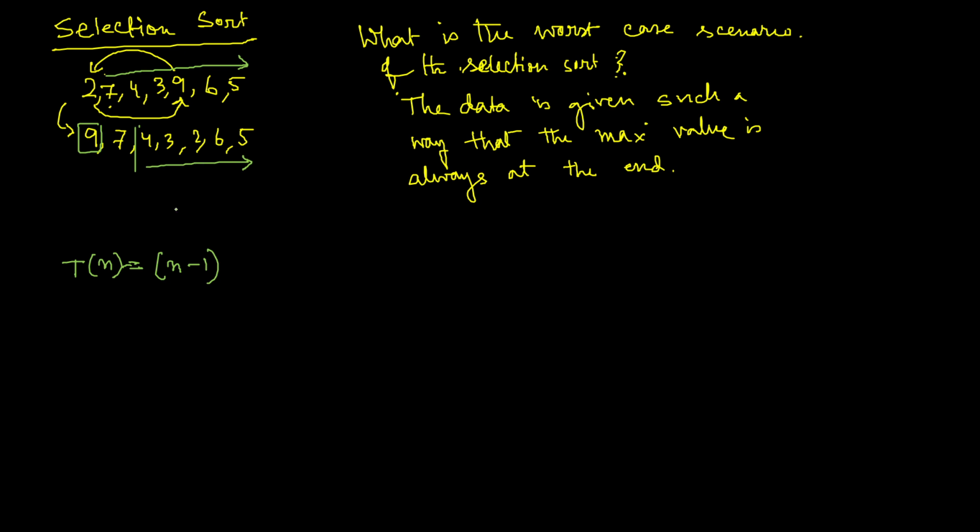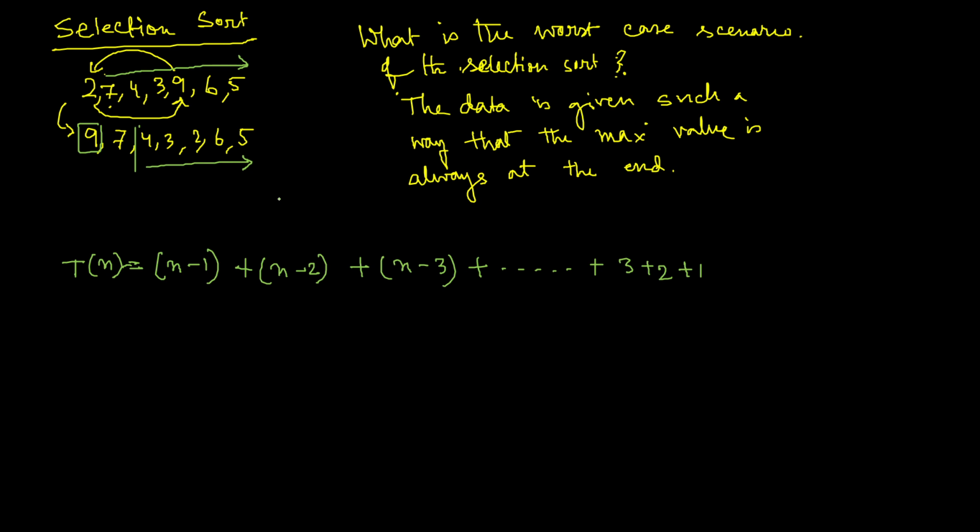Right. So next time you are comparing n minus 2 times. For the third set, obviously, you can understand this pattern, n minus 3 times. And in this way it will go on decreasing, something like this.